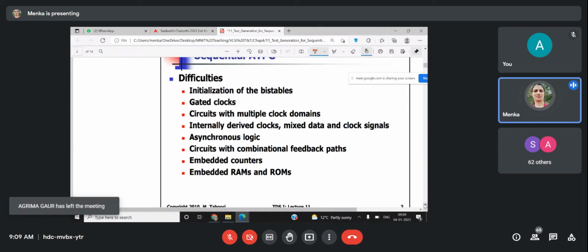Gated clocks, circuits with multiple clock domains. You can have multiple clock domains, so it is going to create a problem. You can also have internally derived clocks, mixed signal data, clock signals, asynchronous logic, circuits with combinational feedback paths, embedded counters, embedded RAMs, embedded ROMs. So these are the different kinds of issues. Because if you have embedded RAMs and embedded ROMs, that is also called sequential circuits. So if the complexity increases, it might create difficulties for you.